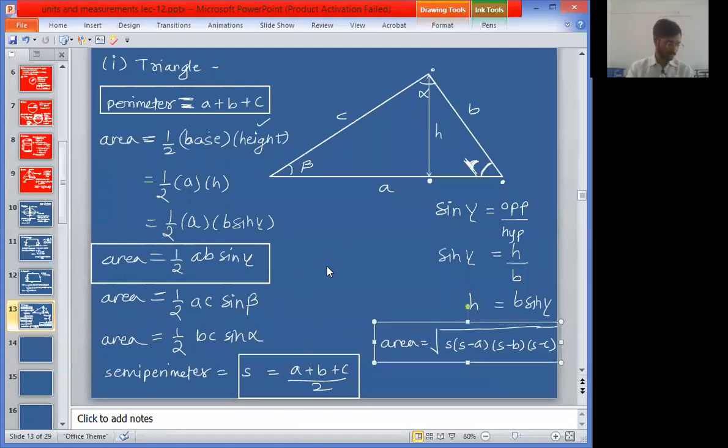S into bracket S minus A into S minus B into S minus C. S is the semi perimeter. Up to this, reply in the chat box, clear and written. For triangle, these many formulae you have to remember.